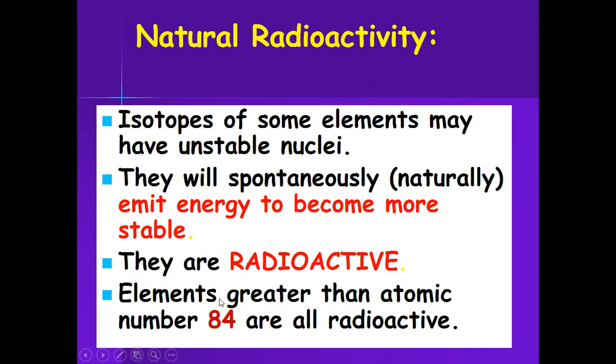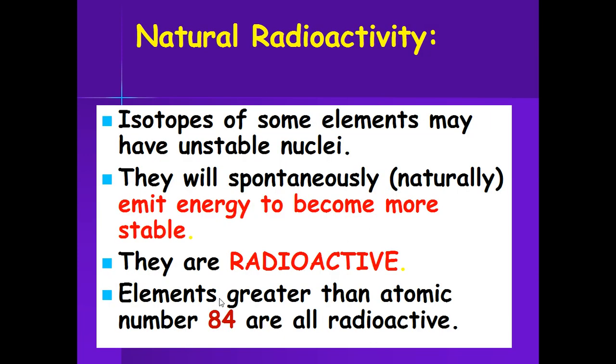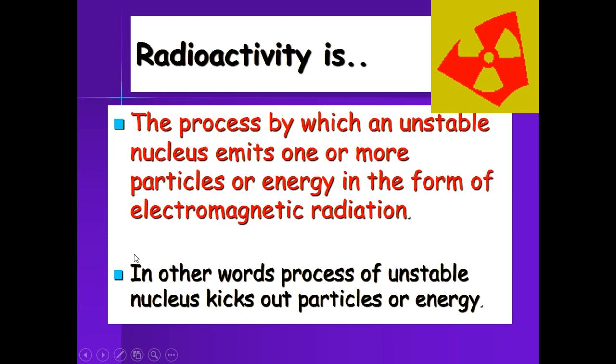Isotopes from some elements may have unstable nuclei. They will spontaneously, naturally emit energy to become more stable. They are radioactive. Elements greater than the atomic number 84 are all radioactive. Radioactivity is a process in which an unstable nucleus emits one or more particles or energy in the form of electromagnetic radiation. Okay?